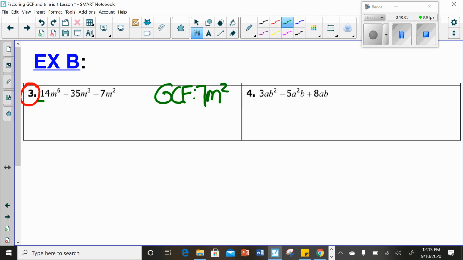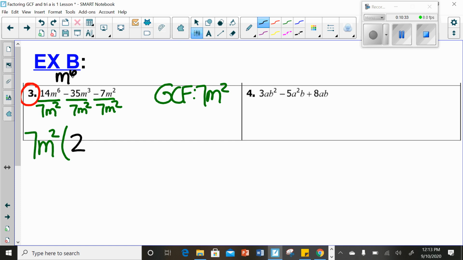So then, we're just going to divide each by our GCF. Okay? We're going to put our GCF out front so we don't forget it. And then we're going to simplify. 14 divided by 7 will give us a 2. M to the 6 divided by m squared. Remember we said that that will subtract because we are taking 2 away from the m to the 6. So that's going to give us an m to the 4th. Negative 35 divided by 7 is going to give us a negative 5.